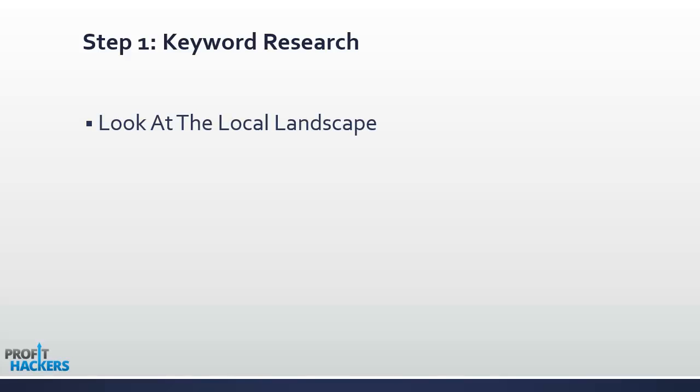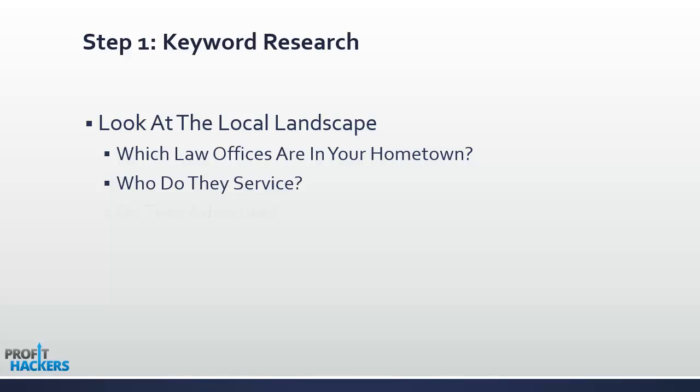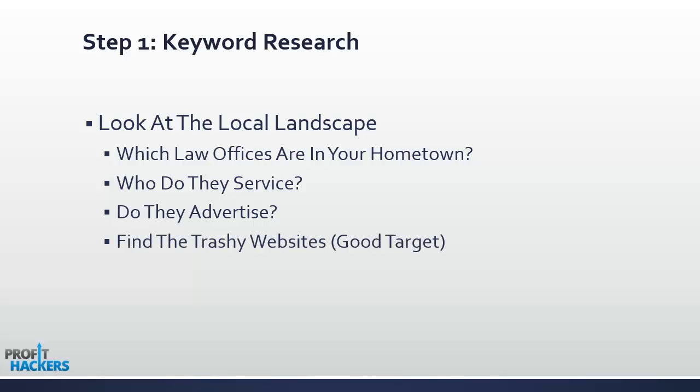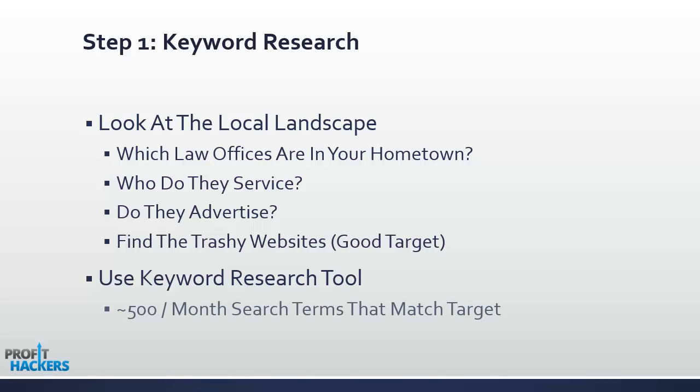So have a look at the local landscape. Which law offices in your hometown are actively doing something online? And you simply uncover that with a Google search. Who do they service? Are they advertising? If so, with whom, and what do those advertisements say? Going through these will show you the trashy websites, which end up being great targets for both leads and website sales. To make this simple, you're going to be using the Google Keyword Research tool, and use that tool to find the search terms that have about 500 monthly searches.